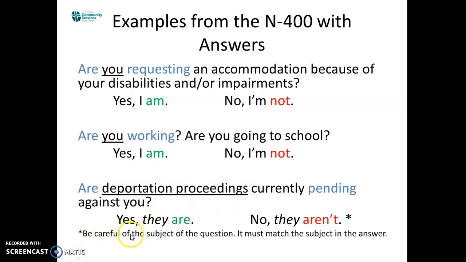Always be careful of the subject of the question. Usually, these questions ask directly to you about information, but sometimes the subject of the questions can be different, and it must match the subject in the answer.